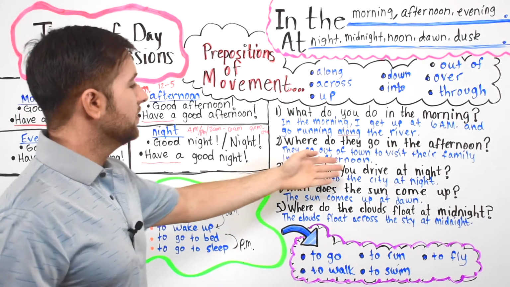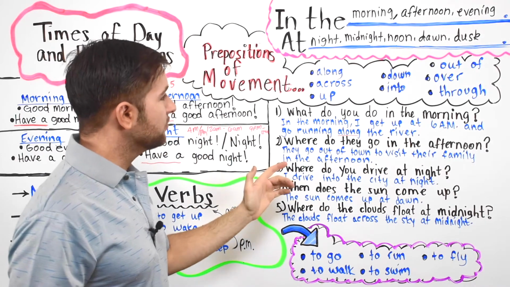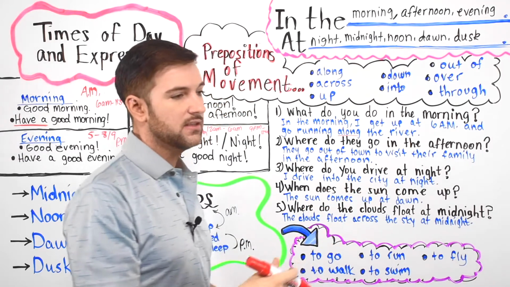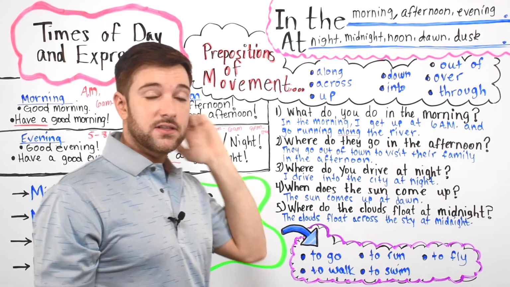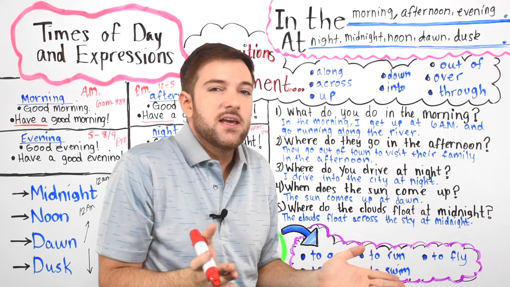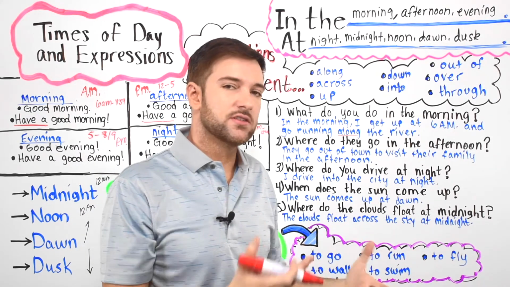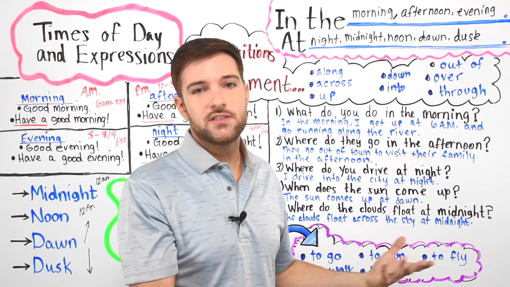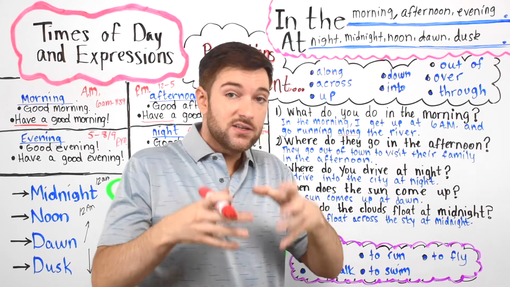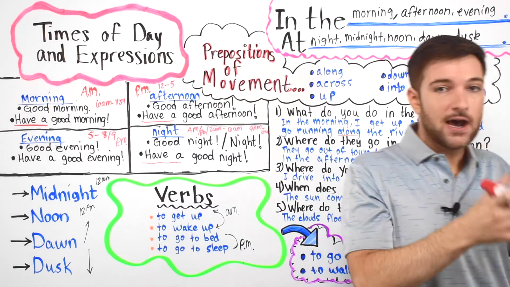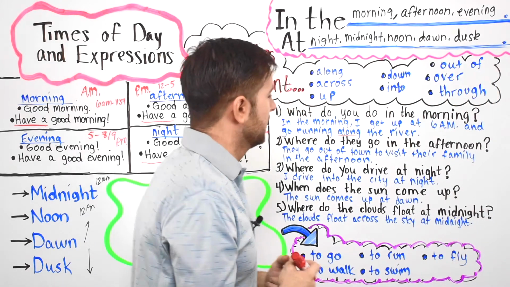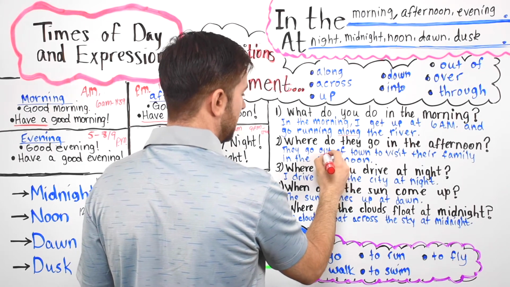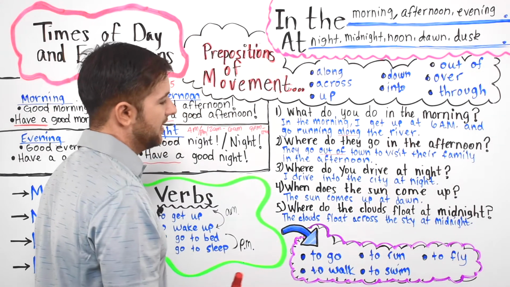Number two, where do they go in the afternoon? They go out of town to visit their family. So let's say they live in Los Angeles or they live in New York City. They go out of New York City and they go to Boston to visit their family. So they're not in New York City, they are out of New York City. You understand? So where do they go in the afternoon? They go out of town to visit their family in the afternoon.